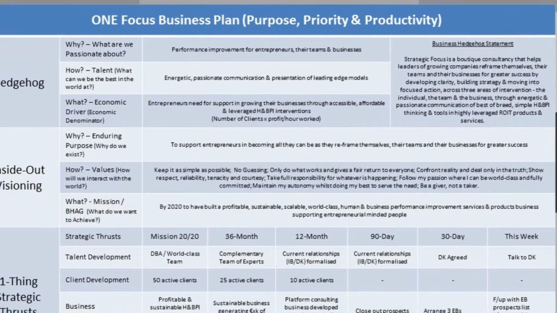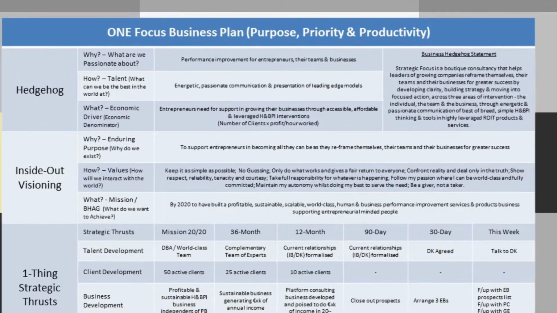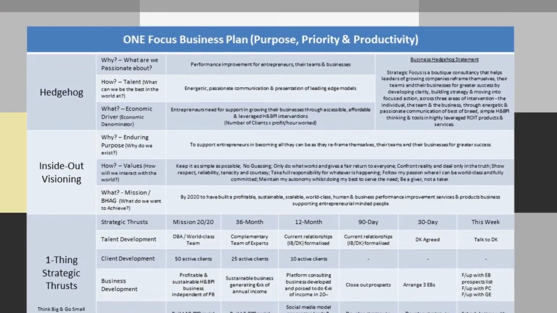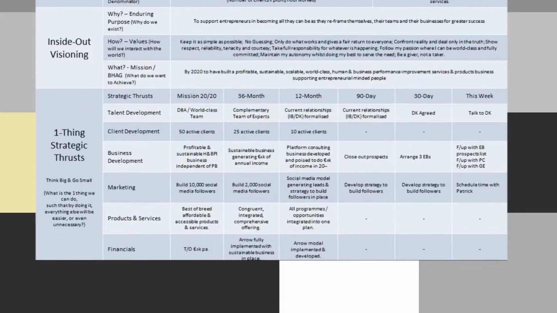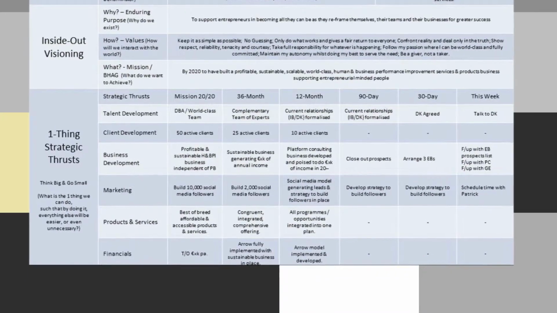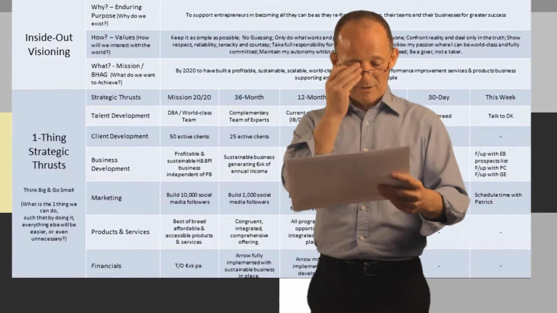Once the inside out exercise has been done and we've worked our way through the vision, the values and the mission, once I've got that articulated, I can say, what are the strategic goals? What are the things I need to do to make that happen? And you see here I've a list of headings.